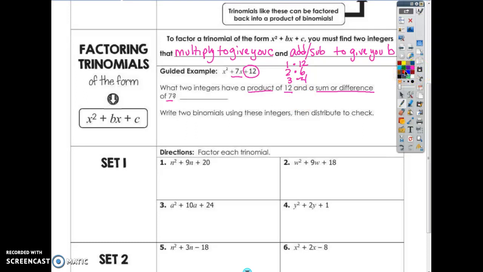3 and 4. Okay, when I add 3 and 4, that gives me 7. So those are the two numbers that I'm going to use, 3 and 4. And once you found them, you just say x plus 3 and x plus 4. And you're done. Those are my factors.